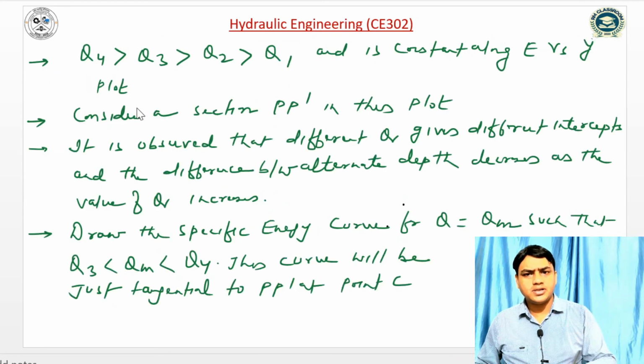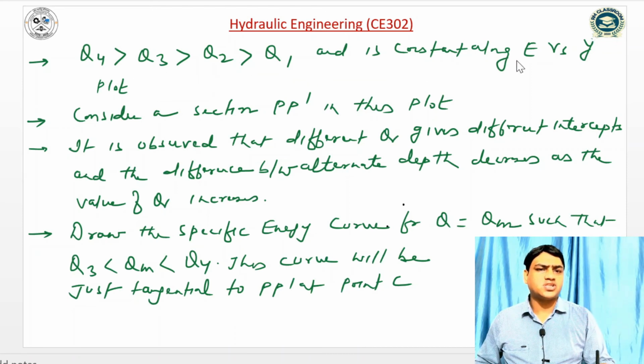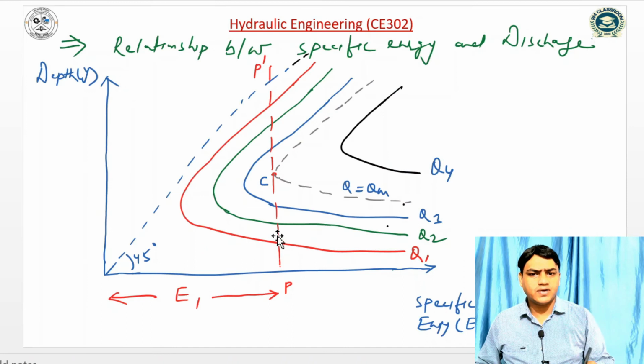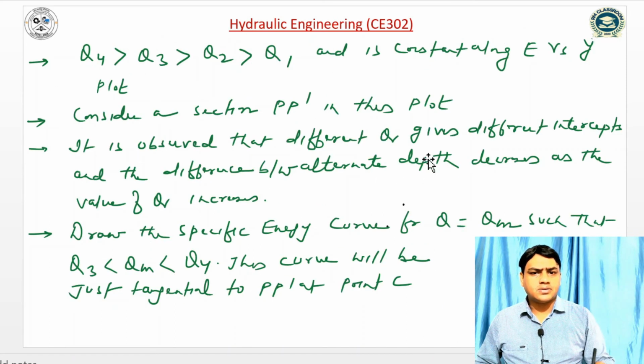Here I have written such points. Here the magnitude is Q4 is greater than Q3, greater than Q2, greater than Q1, and is constant along E versus Y. Consider section PP dash in this plot. It is observed that different Q gives different intercepts. Let us assume for Q1, the intercept at this point and this point are called alternate depths, and this intercept decreases as the Q increases.